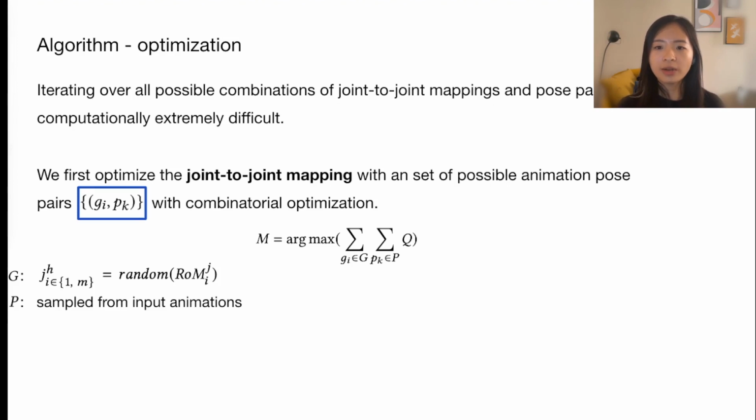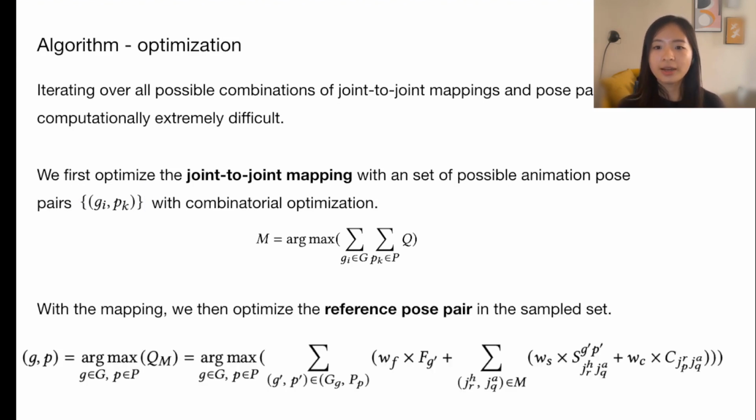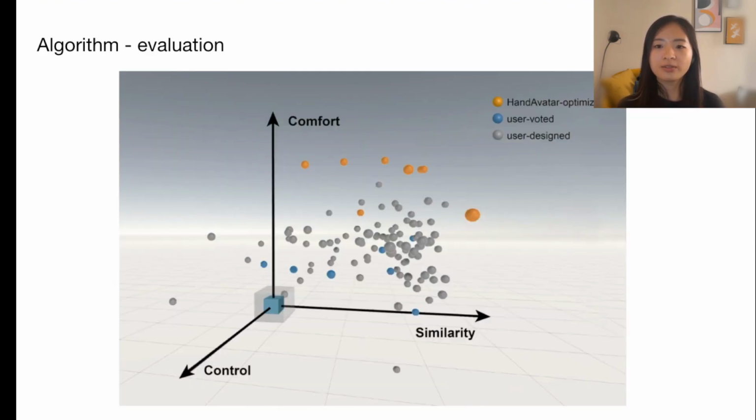Here we get a reasonable estimate of possible hand poses G by sampling within each joint's range of motion. Possible avatar poses P include poses sampled from the avatar animations. Then with the given mapping, we find the optimal reference pose pair from the sampled animation pose pairs that maximize the objective function. We verify the effectiveness of the algorithm by comparing HandAvatar-generated, user-designed, and user-voted mappings.